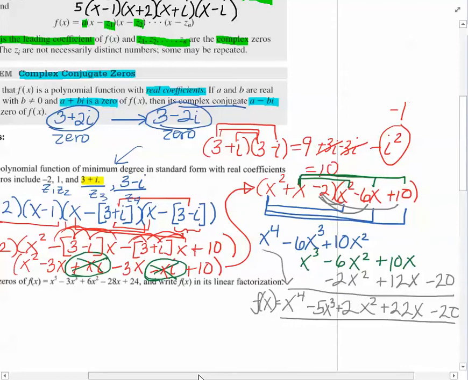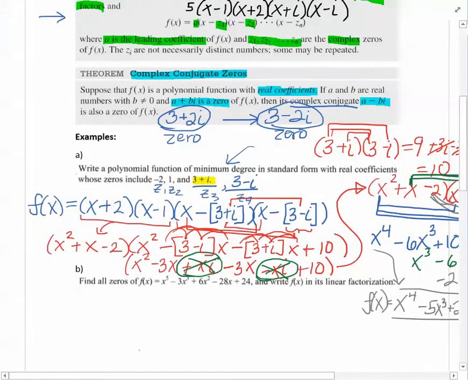Okay, next example here. Find all zeros of this function and write f of x in its linear factorization. Okay, so I'm not expecting you to factor this thing. I'm not even going to make you do the rational zeros test like we learned in the last section, although that is a possibility to at least get some zeros. What I'm going to have you do is use Desmos and graph it. But what you're going to see is you're not going to find all of the zeros.